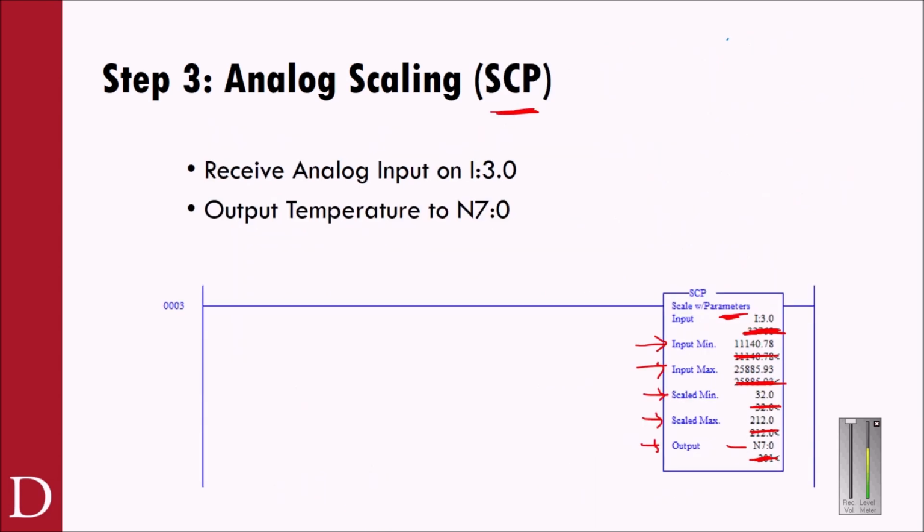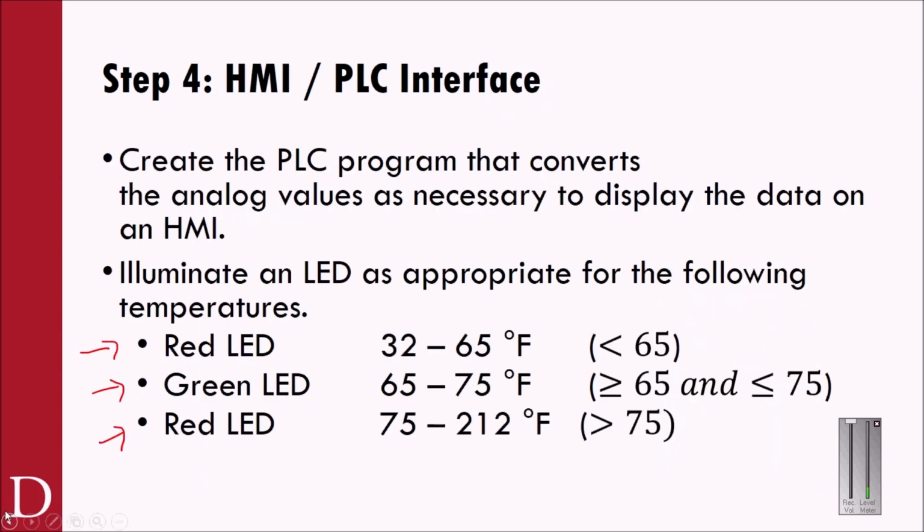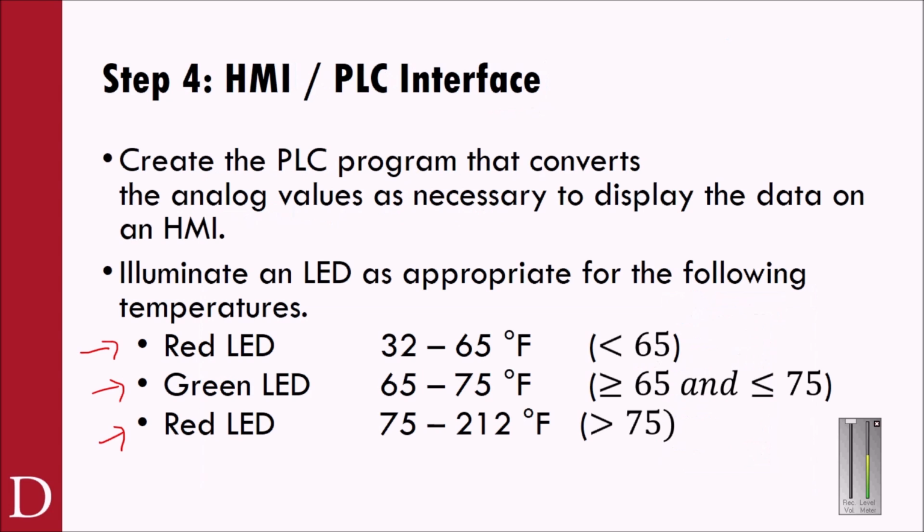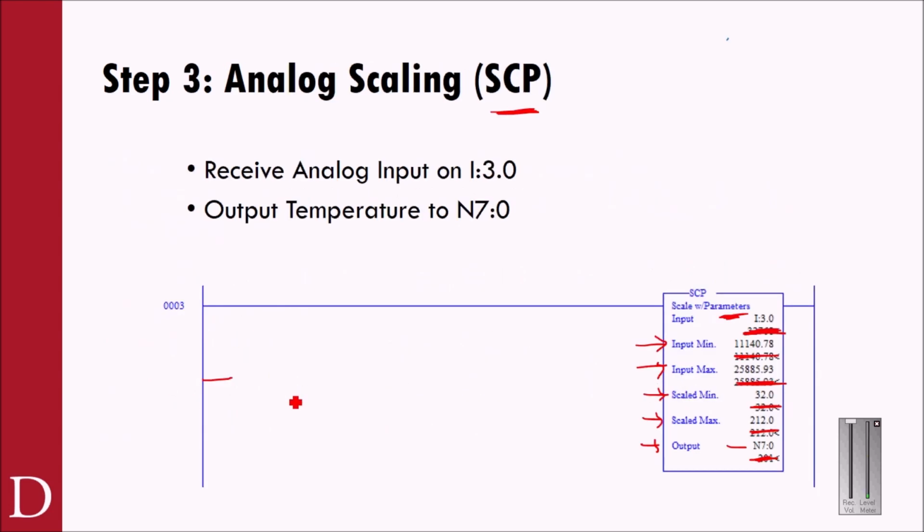Now, we know that this value that's going into N70 is going to be between 32 and 212. So now what I would do is I might say, okay, I've got everything I need here. Well, what I'm going to do is I'm going to say, look, if the value is between 32 and 65, so I might do, is my value in N70, is it greater than 32? Oops. So is it greater than 32?